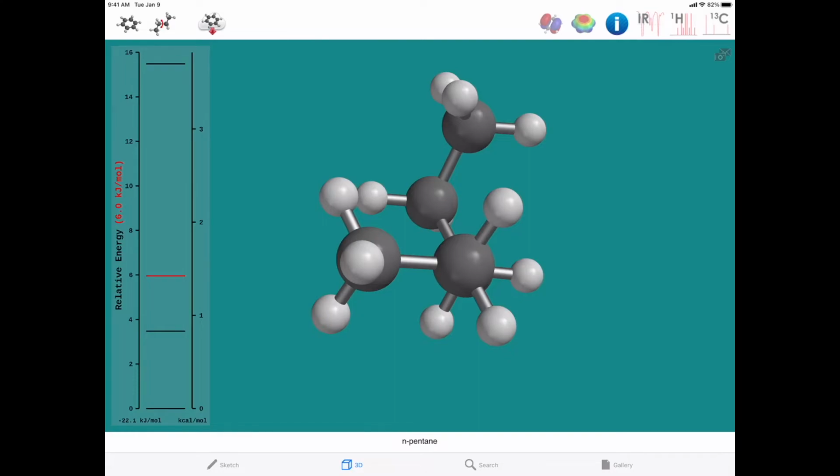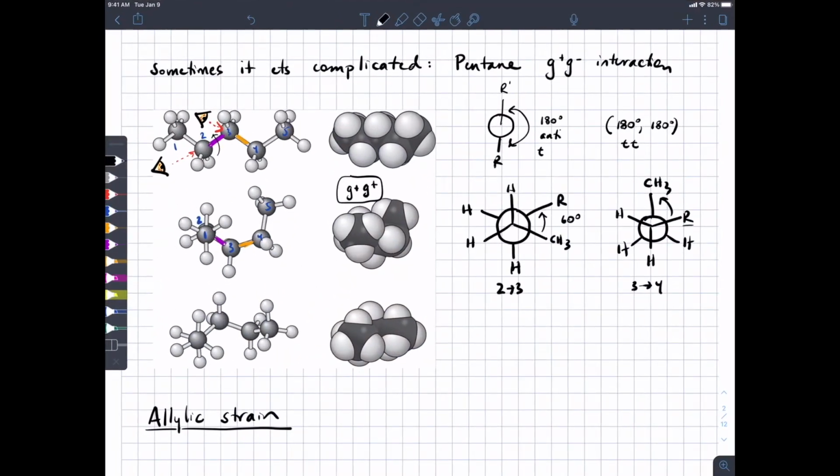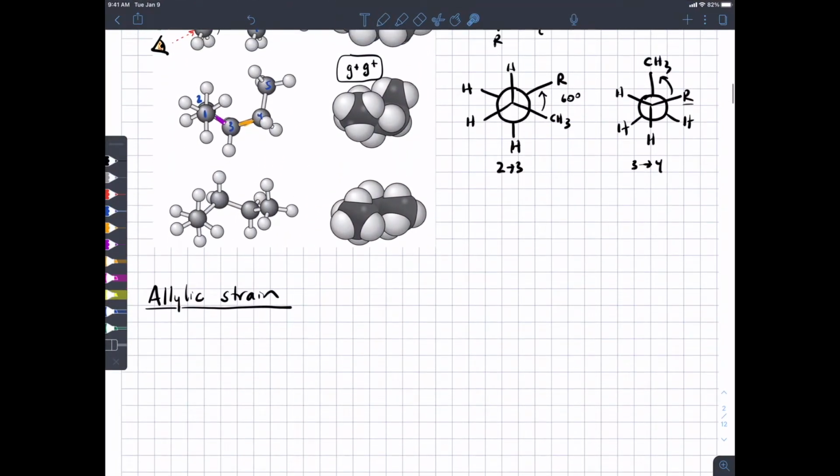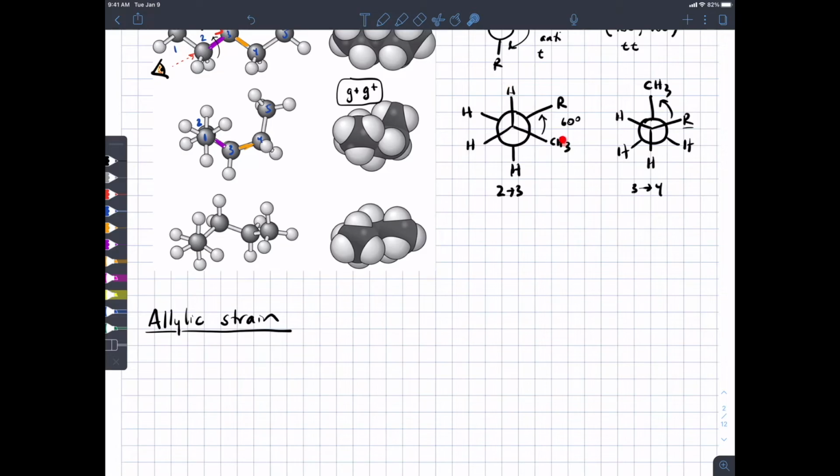Okay. Because if you look down a carbon-carbon bond, there's two positions that are gauche, right? One on the left and the other on the right. And if the methyl group was here, maybe it's 60, and if the methyl group is here, maybe it's minus 60.